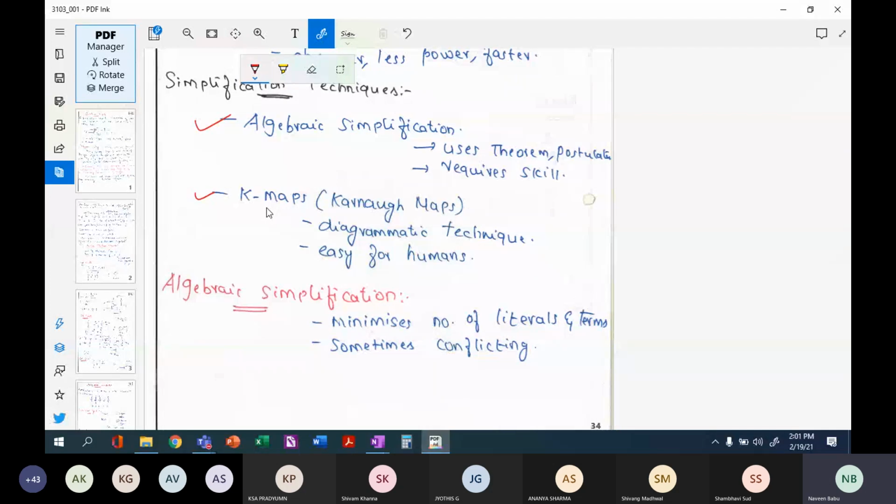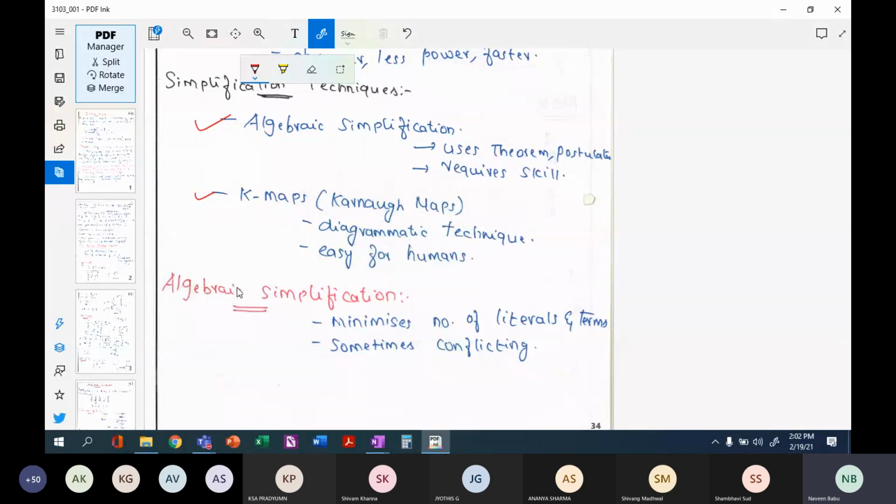Whereas in case of K-maps, you do not require any background on the theorems or postulates. This K-map is a diagrammatic technique, which means that we will be using some kind of a table and then we will be trying to use some common elements. So as humans, it is really very simple. For computers to perform, algebraic simplification is better when compared to the K-map techniques. First, let us explore the algebraic simplification. Let us find out the difficulty that we will face as humans in algebraic simplification. Then we will take up the K-maps.